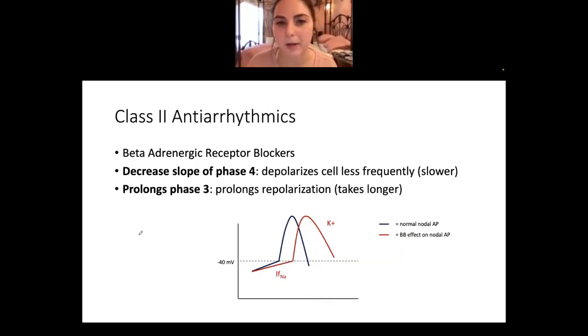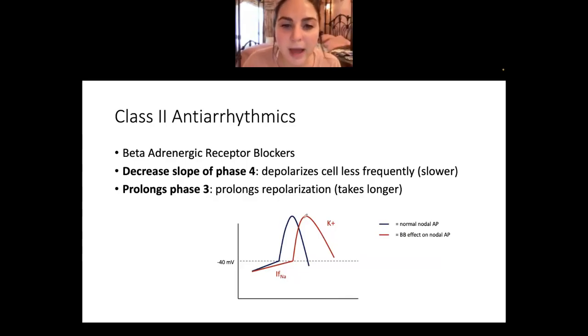Class 2s are beta blockers, what everyone knows and loves. They block beta receptors. When you block the beta receptors, it actually causes the cell to depolarize less frequently. So it's affecting the funny current. You can see the slope of the funny current is slower than normal because it's now taking longer to allow sodium to enter the cell.